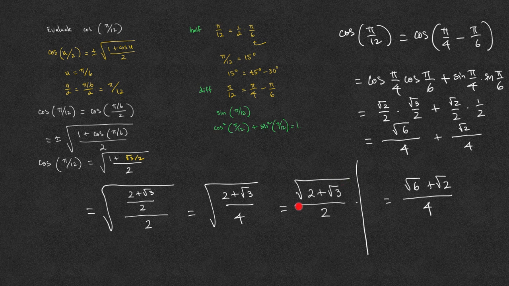Surprisingly, these two expressions, although they don't look the same, have the same value. They are equal. And both of these equal cosine of pi over 12. And since pi over 12 is 15 degrees, both of these are also cosine of 15 degrees.